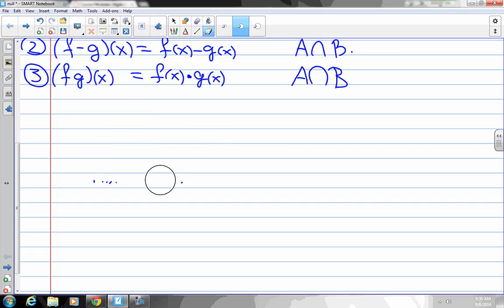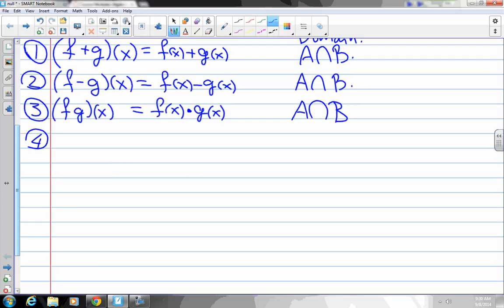Now for division, the way we define division of two functions is f over g of x, which is f of x over g of x. So still, I have to make f work, I have to make g work. So still the domain would be the intersection of both sets, but, oops, there's one more issue I need to take care of. Since I put g in the denominator, I have to also make sure that g is not 0.